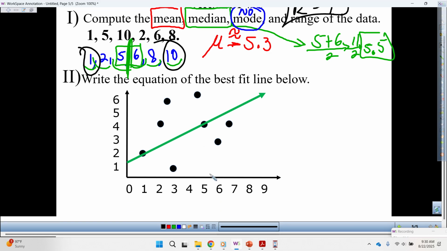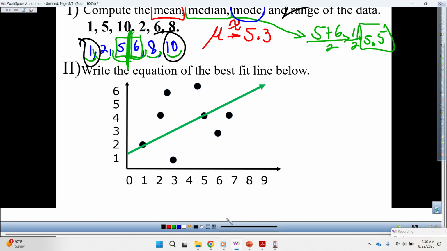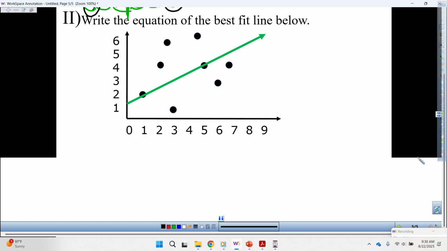Let's go to problem number 2. I wanted to bring this to your attention because today we're going to extend what we did yesterday, finish off, and do some practice here in class. But we need this portion. It says, write an equation for the line. This is a linear equation.